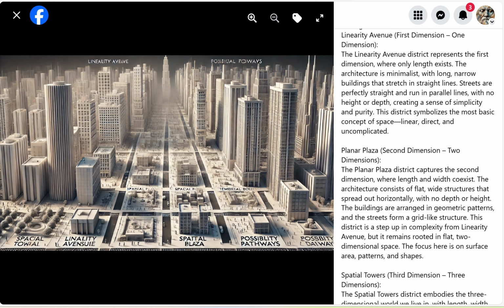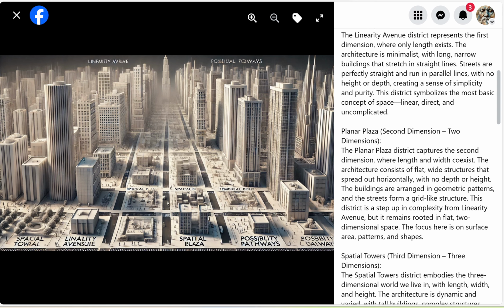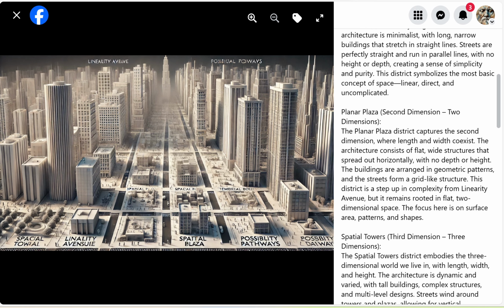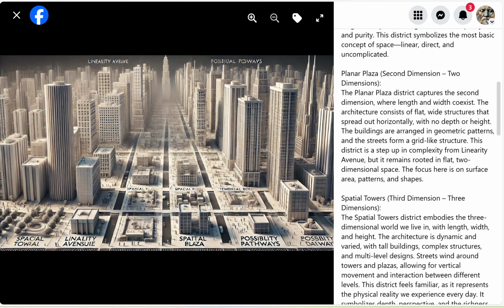2. Planar Plaza, second dimension, two dimensions. Architectural concept. Planar Plaza introduces width to the cityscape, creating flat, expansive structures that are spread out horizontally like sheets of paper. Urban design. Buildings are arranged in a precise geometric grid with no vertical elements. Wide, flat parks, plazas, and roads dominate the district, with squares and circles intersecting to form intricate two-dimensional designs.